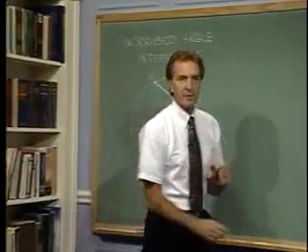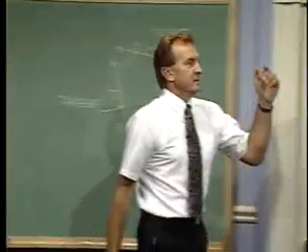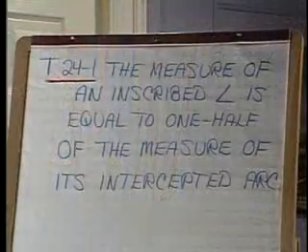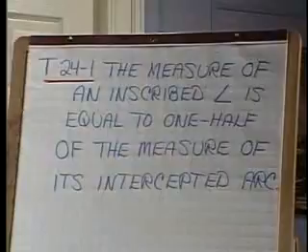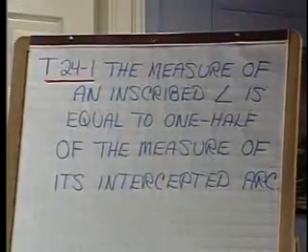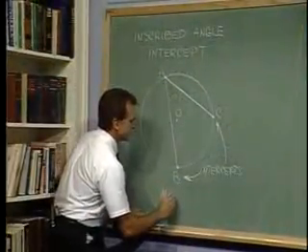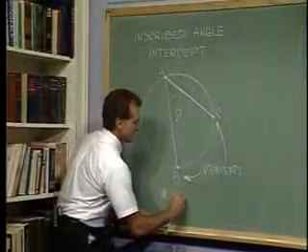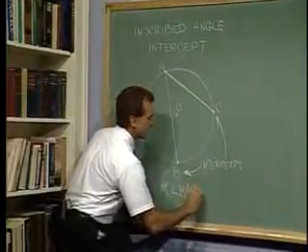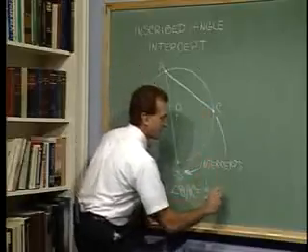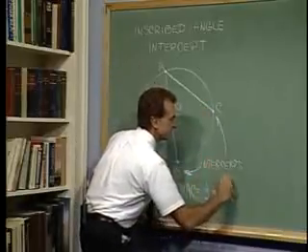All right, we have a theorem that opens up about this. The measure of an inscribed angle is equal to 1/2 the measure of its intercepted arc. So, for example, what that says is the measure, in this case, of angle BAC is equal to 1/2 the measure of the intercepted arc, the measure of arc BC.